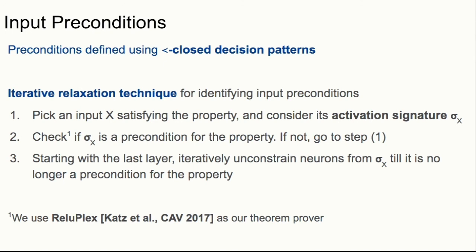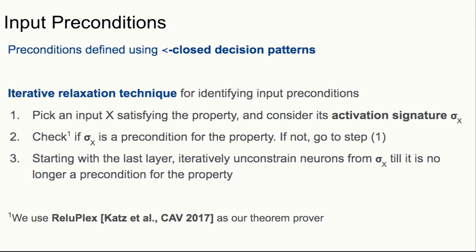So then we aim for two kinds of preconditions. So input preconditions, which are these prefix closed patterns. Now, how do you find a prefix closed pattern? It's a simple procedure. So you take an input that you know does satisfy the property. You look at its activation pattern across the entire network. So which neurons were on, which were off. Now, this is a decision pattern. You can say this is a predicate that captures all inputs that follow the same activation pattern as this input. So in programming language terms, this is the predicate that says all inputs that follow the same program path as this input.